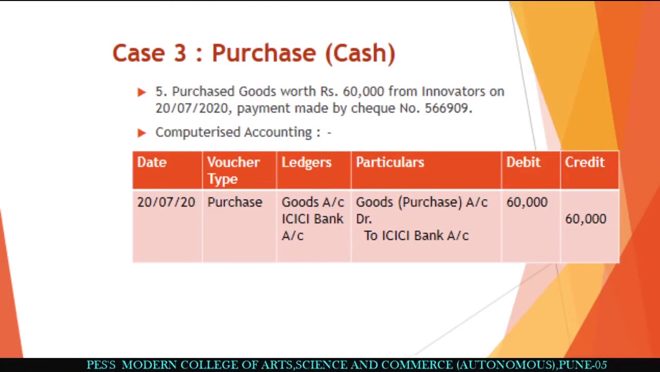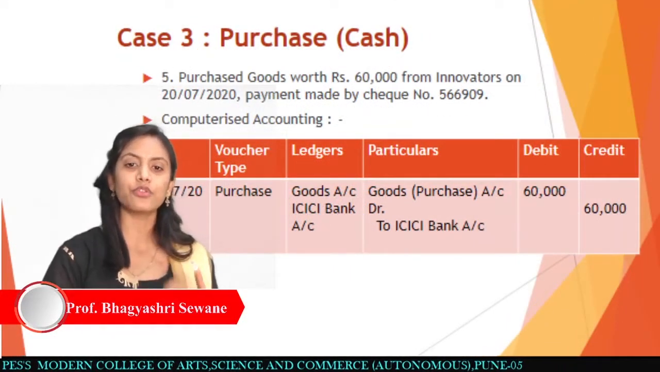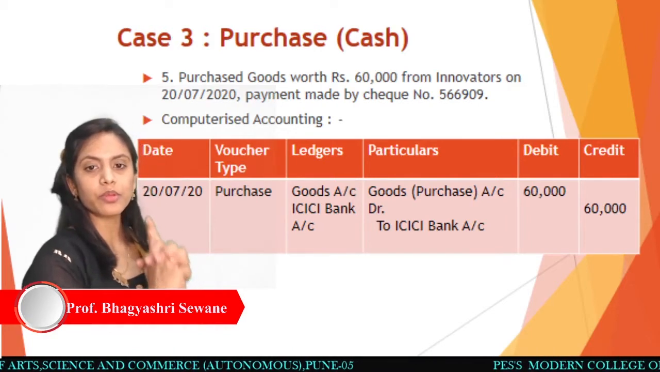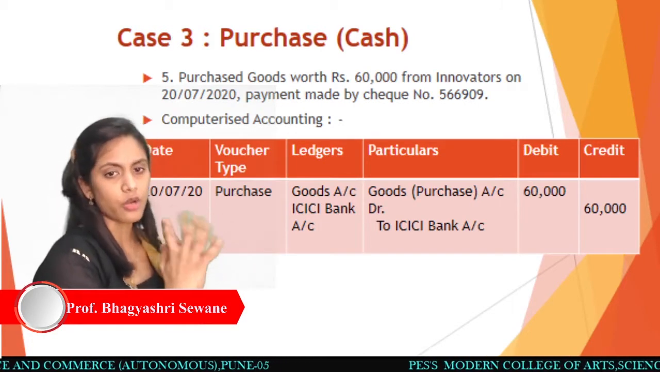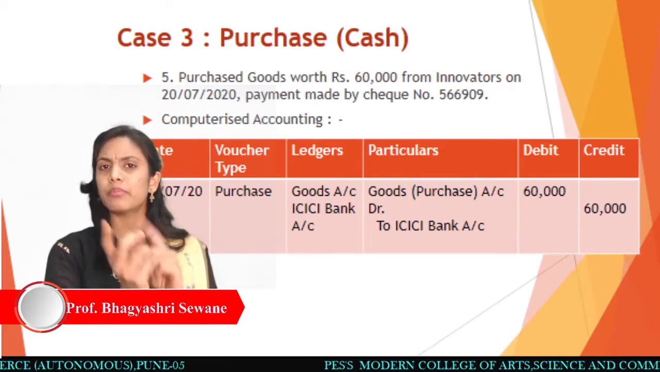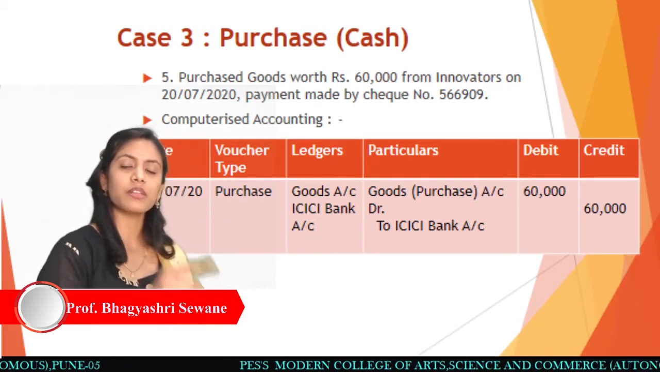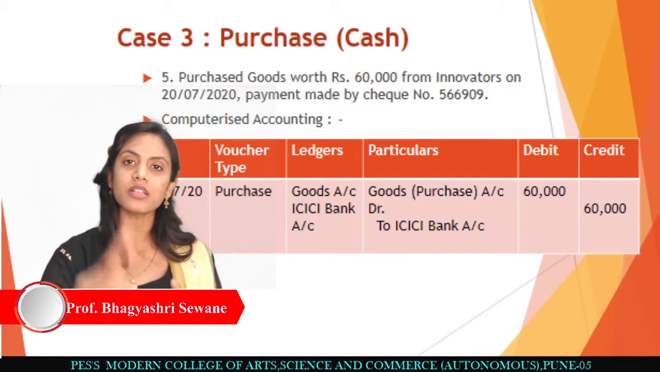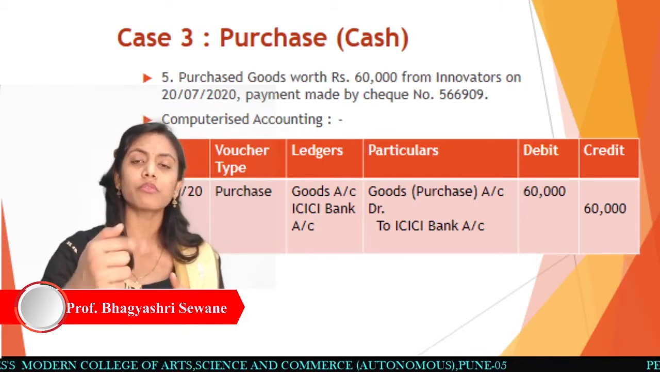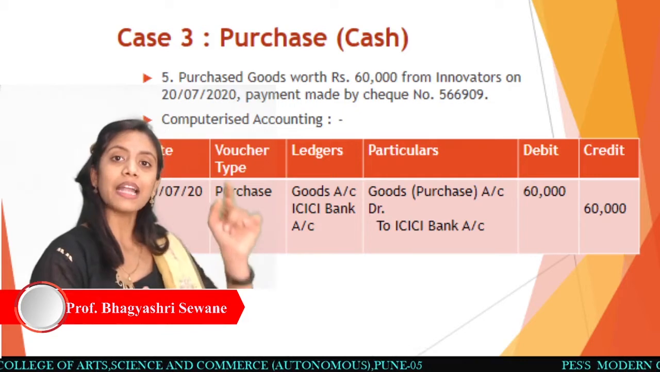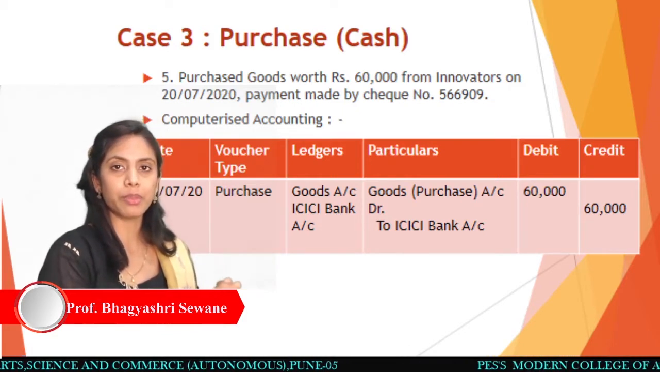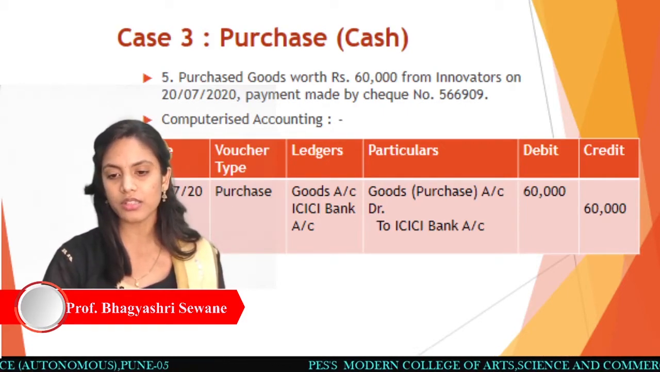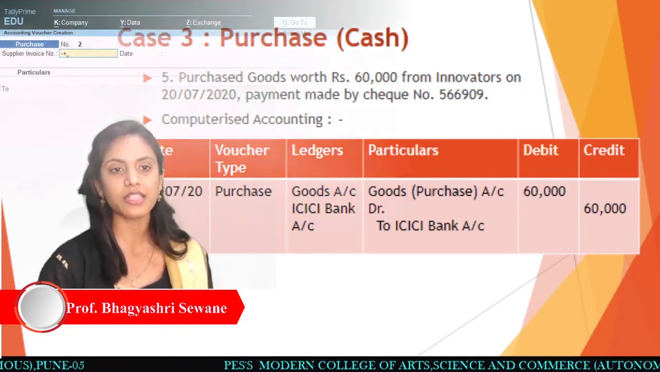Now with the help of this particular transaction I just have to prepare these ledgers. Which ledgers do I have to prepare? That's the goods account and the ICICI bank account. These ledgers I have to prepare over here. But if you remember, in the previous sessions we haven't prepared these ledgers, right? So now what we will do is not prepare the ledgers first, we will directly go for the voucher entry. And when we are in the voucher entry window, then we will go for ledger creation.